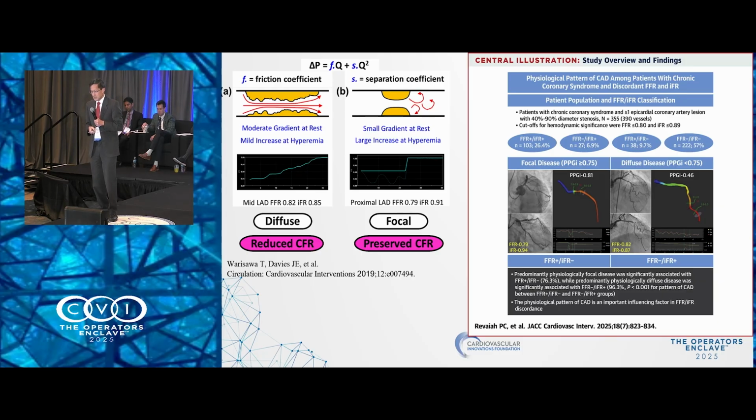This concept was found by Warasara 6 years ago and was recently confirmed just last month in another study by Revraya, which showed that FFR was more likely to identify focal disease and iFR was more likely to identify diffuse disease, as defined by a pressure pullback gradient number of less than 0.75.